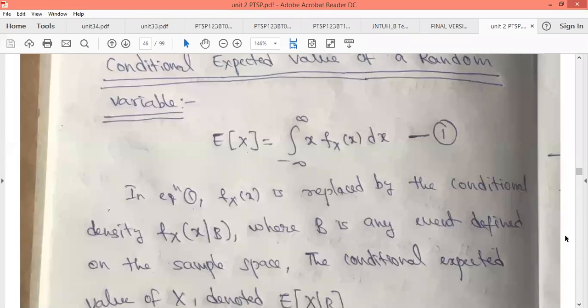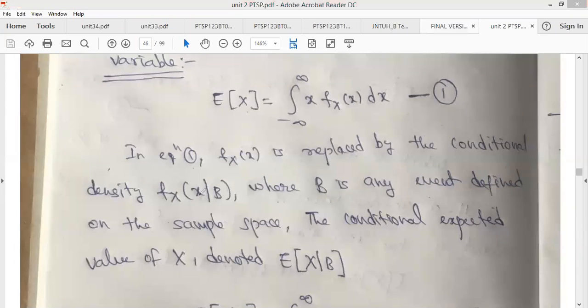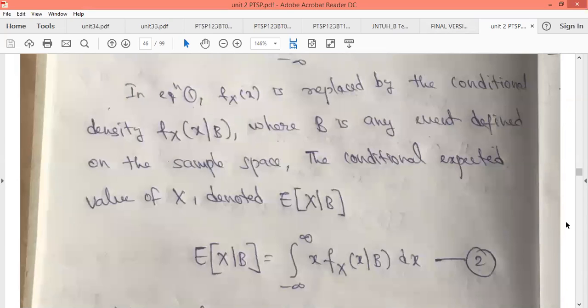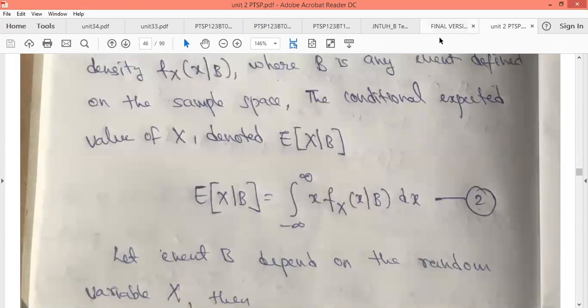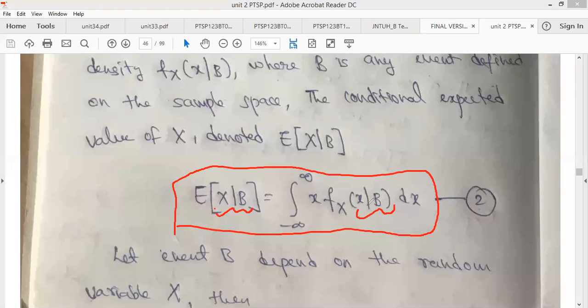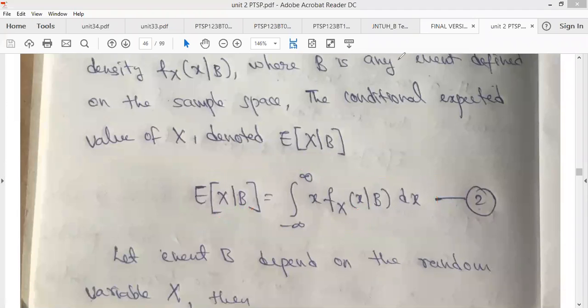Okay, now what are we doing? We are taking the conditional density function. What is the conditional density function? fX of x given y is the conditional density function. Now we find the mean, the expected value, of this conditional random variable. It is given as E of X given B is equal to, now here we have a condition. That condition is applied in the case of the density function. So it is the integral from minus infinity to plus infinity of x fX of x given B dx. So this is the formula to find the conditional expected value of a random variable.